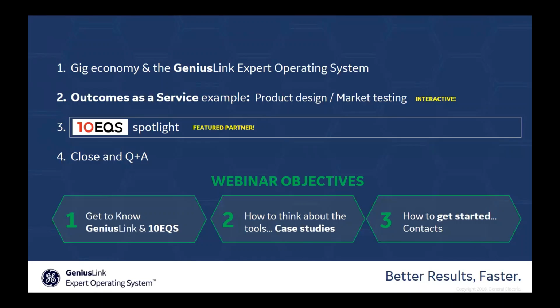So objectives for today, pretty simple. Get to know us, get to know GeniusLink and 10X, and how you should think about these tools that are going to be available to you. We're going to look at some case studies and really drill into how you might think about using these services for your problems. And then very simply, we're going to let you know how you could get started and how you could contact GeniusLink. So with no further ado, we're going to move straight into it.